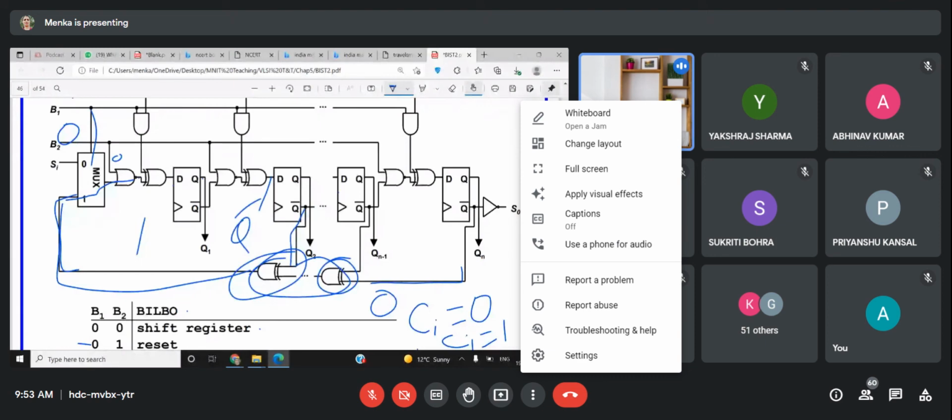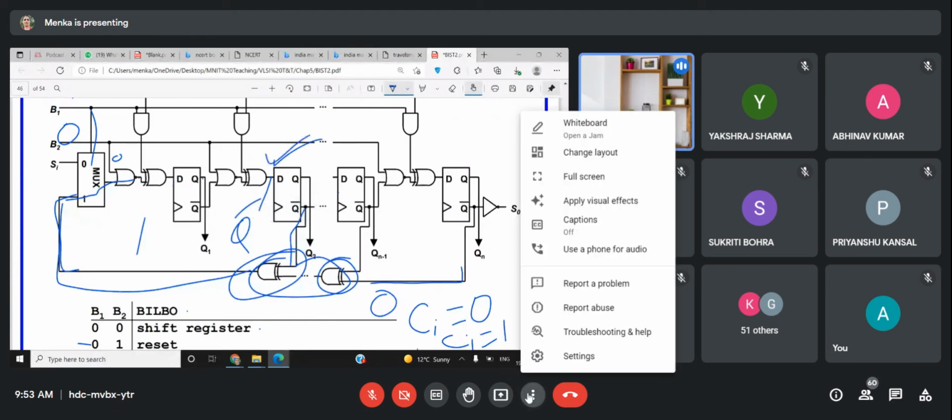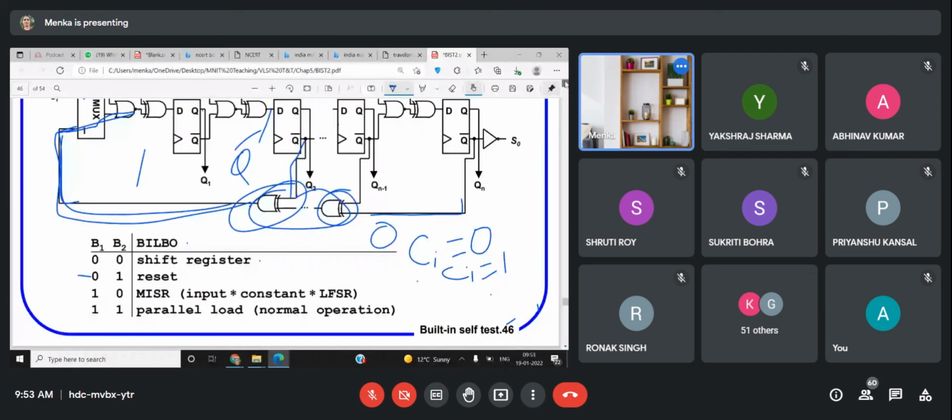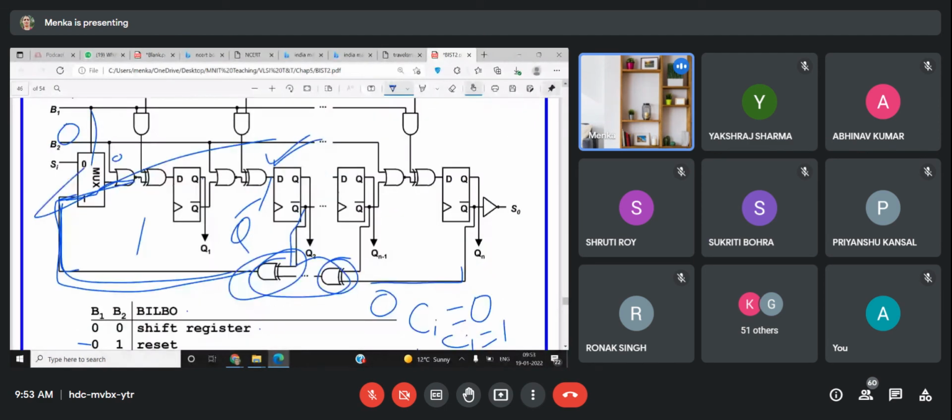So here you are able to see the input of every register is getting updated, and the main input is pushed toward this. So this is working like a multiple input shift register. Next one is the parallel load, which is the normal operation. So how it is working like a parallel load, let us have a look. Both of the inputs are 1 1. B1 is 1 and B2 is also 1.